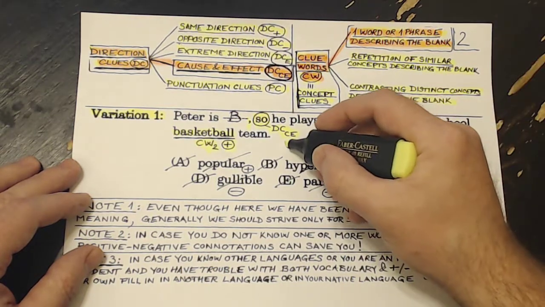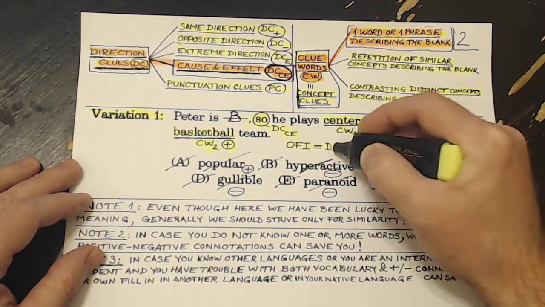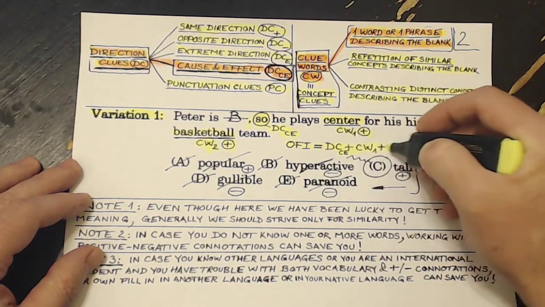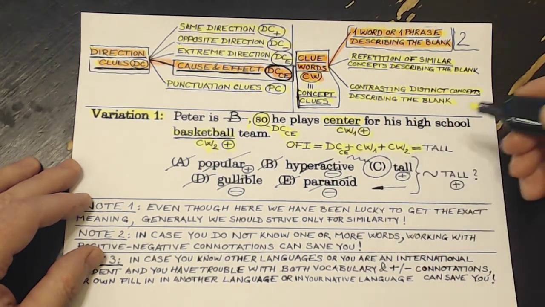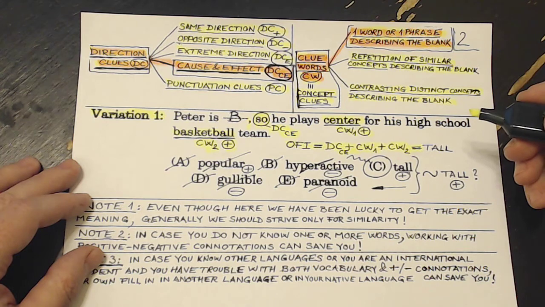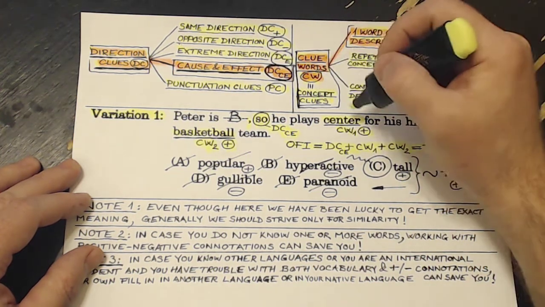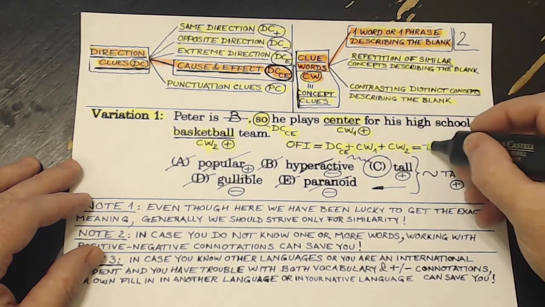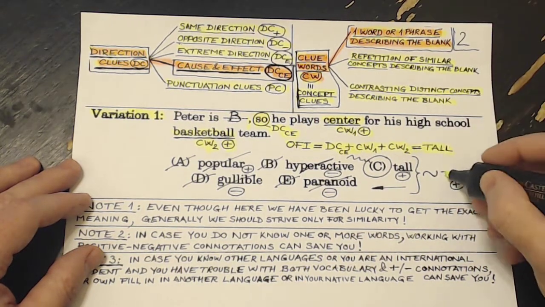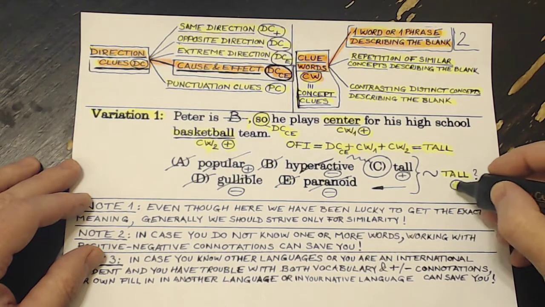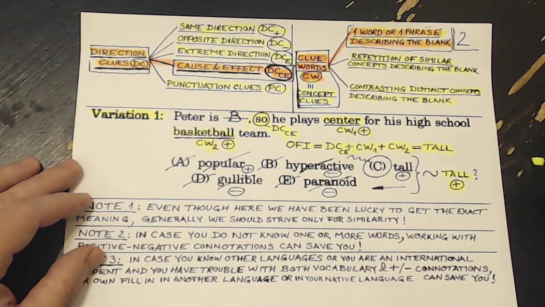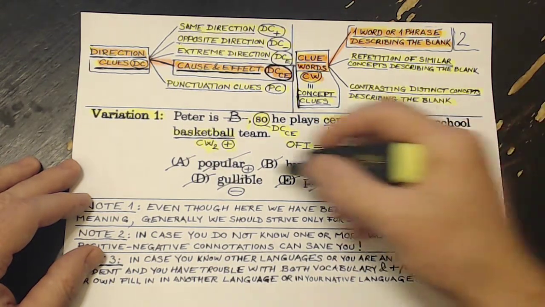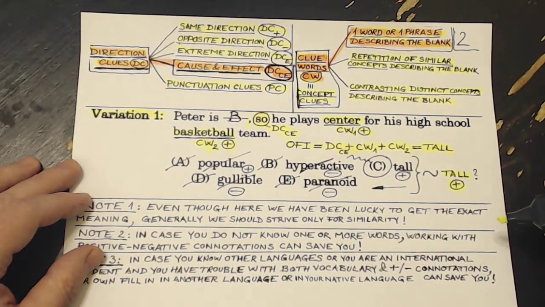And according to this formula, own feeling equals direction clue plus clue word 1 plus clue word 2, I can find out my own feeling. So somebody who is a center at the basketball team must be tall. So tall is our own feeling. It's a positive word.